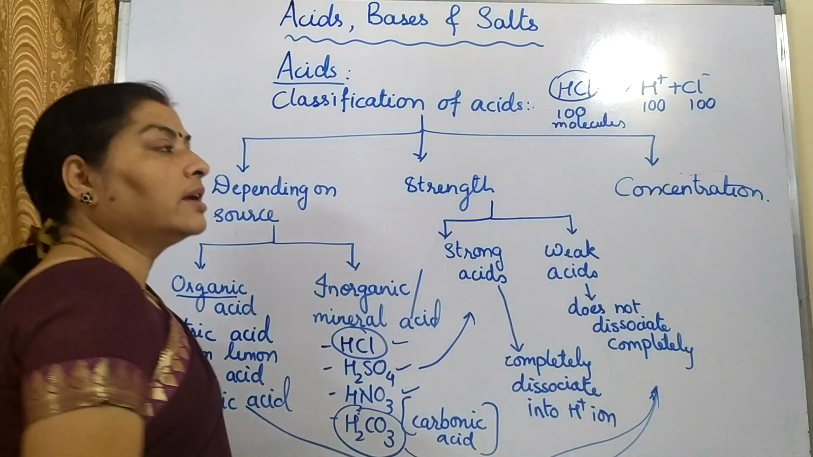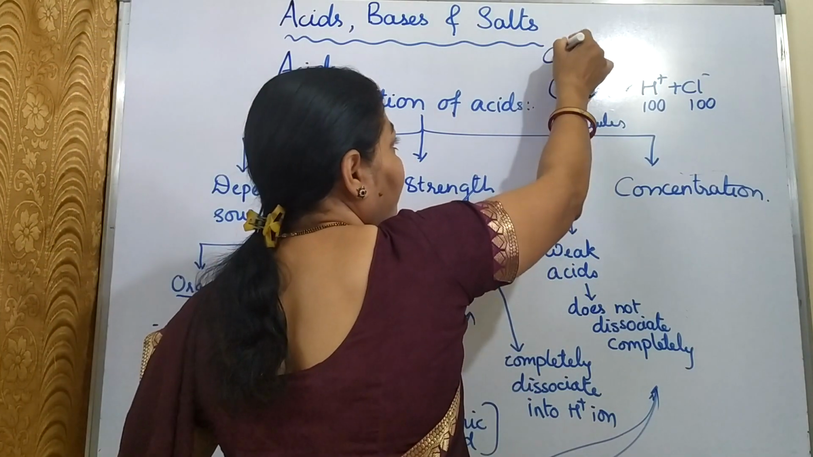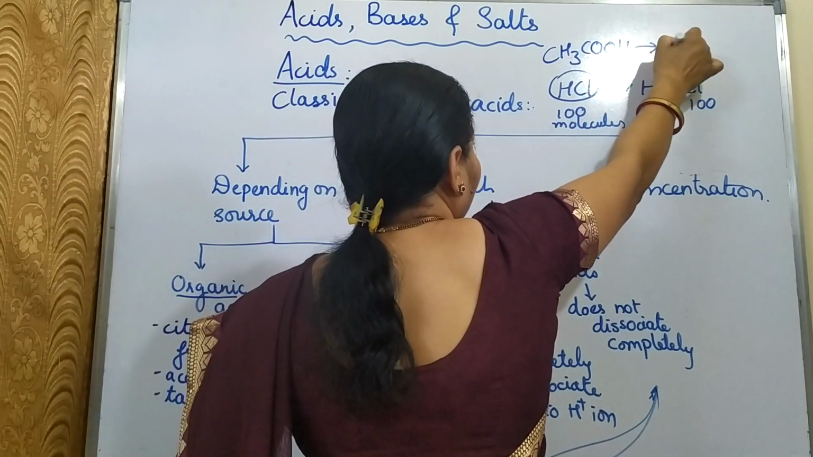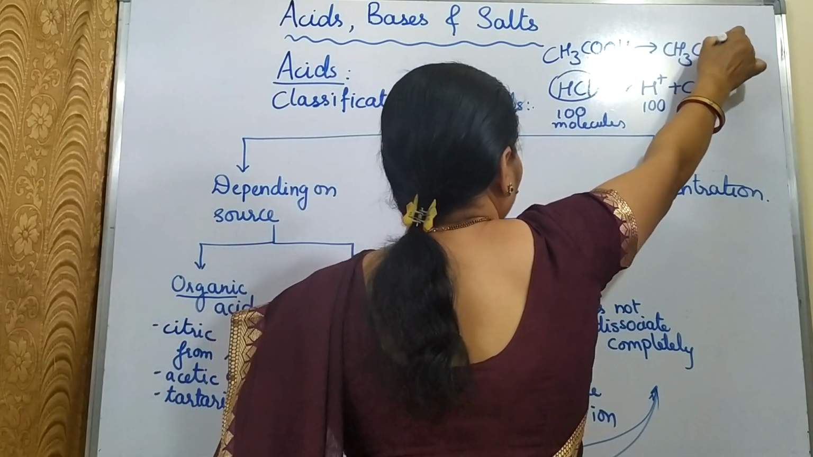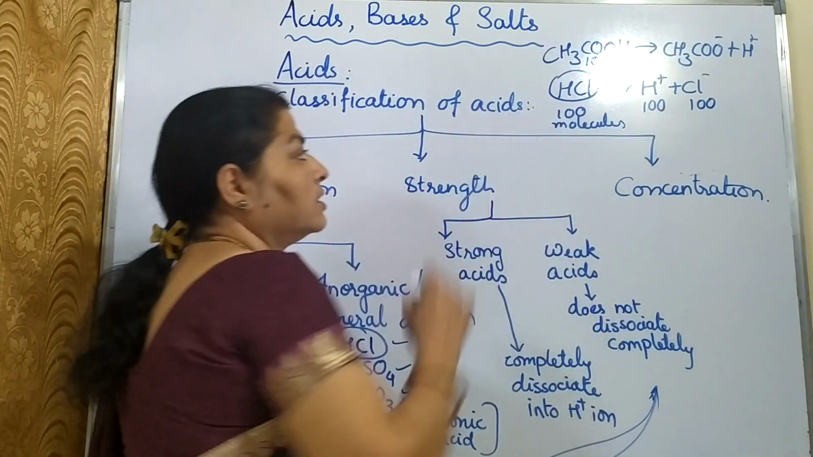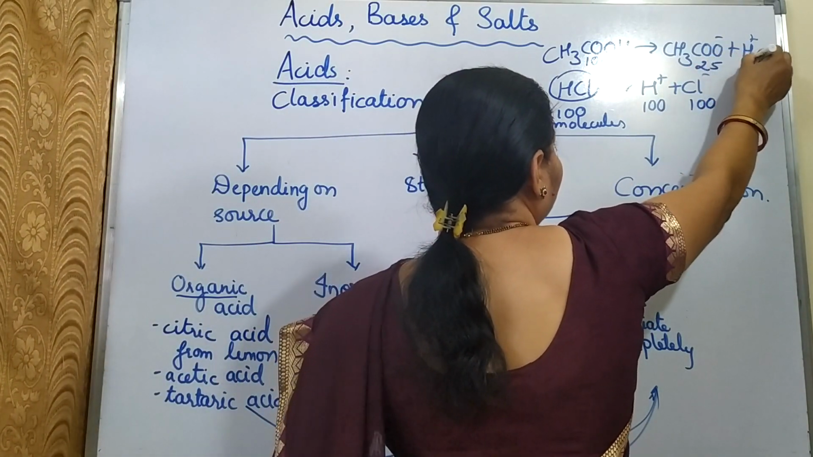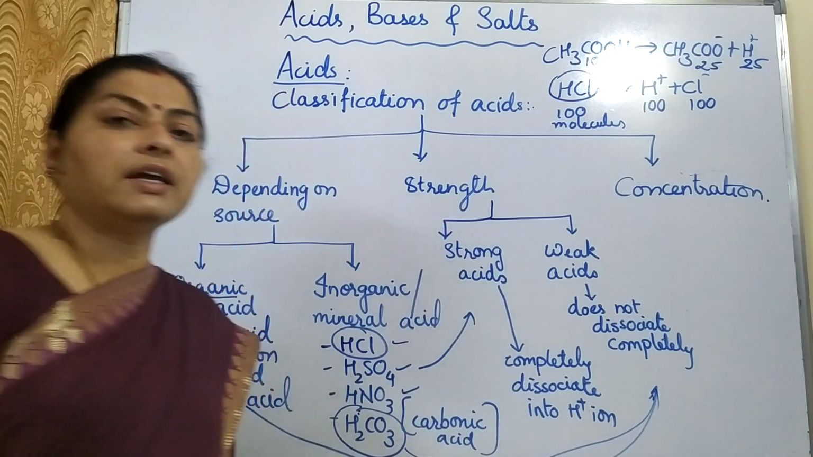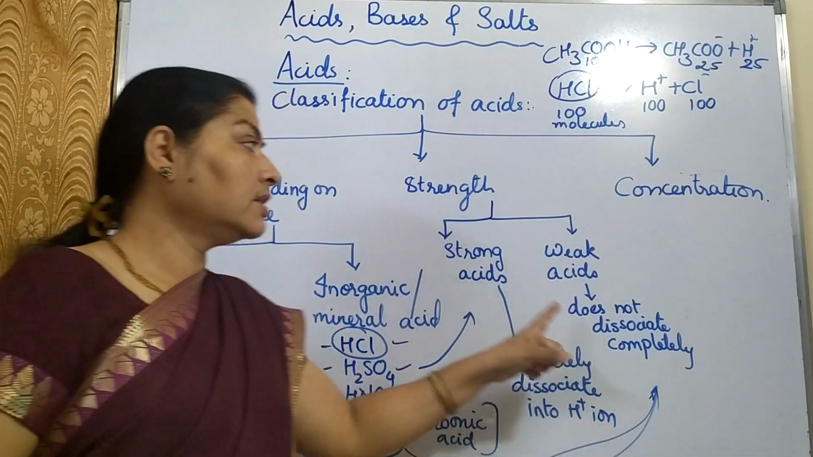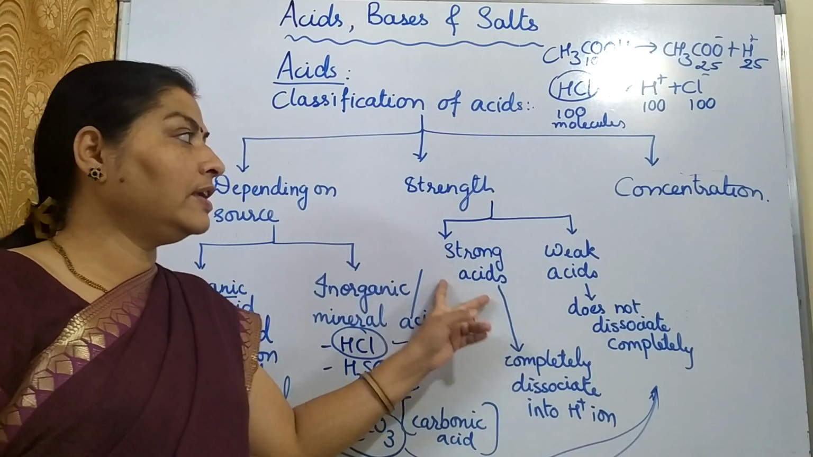So they will not completely dissociate. Means, for example, if we take the example of acetic acid, it gives acetate ion and H plus ion. So if there are 100 molecules, suppose, out of those 100 molecules only 25 molecules may dissociate into H plus and acetate ions. So such acids are weak acids. So depending on the strength, there are two types of acids, strong acids and weak acids.